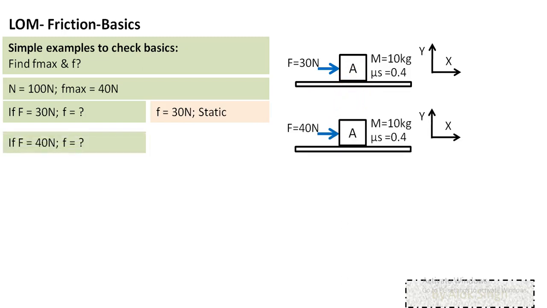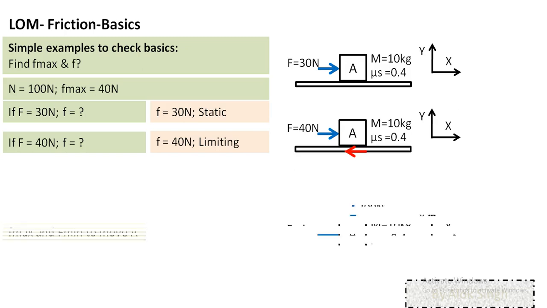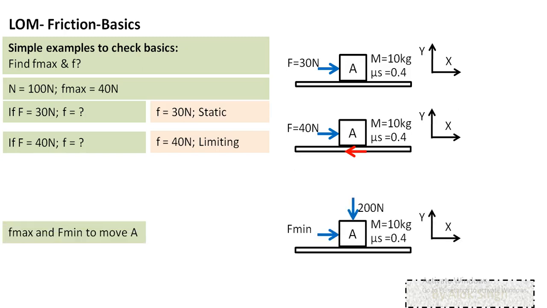What if we increase the force to 40 Newton? So instead of 30 Newton, we make it 40 Newton. What will happen to friction force and what state of motion would this be in? Here the driving force is equal to F max. What is that state? F will be equal to 40 Newton and that state is limiting state. With slightest increase in F, the block will start sliding.